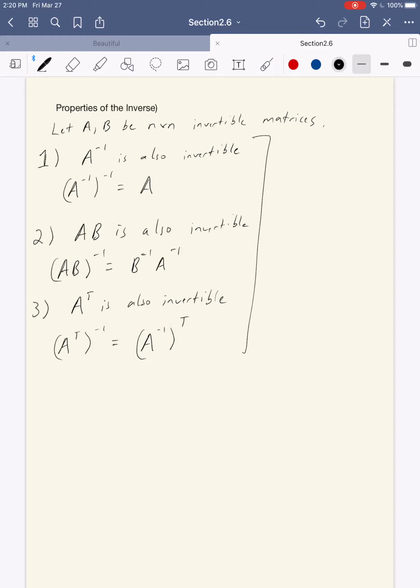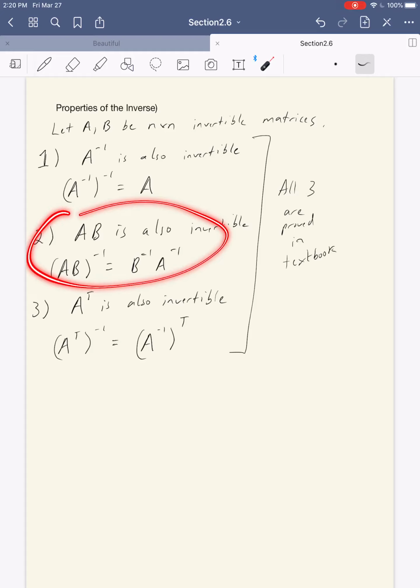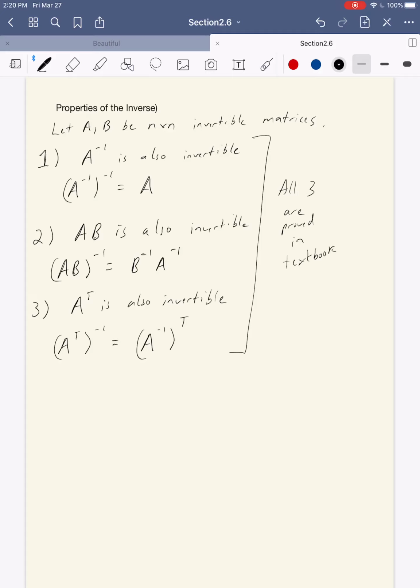Now, all three are proved in the textbook. So we won't go through a proof of each of these, but we'll just pick one. Since we're going to do something with it in just a moment, we'll go ahead and prove number two here, right? So you can see proofs of all three of these in your textbook if you want. So proof of property two. What we need to do is show that AB is also invertible. So we get to assume A and B are invertible. We need to show that AB is invertible.